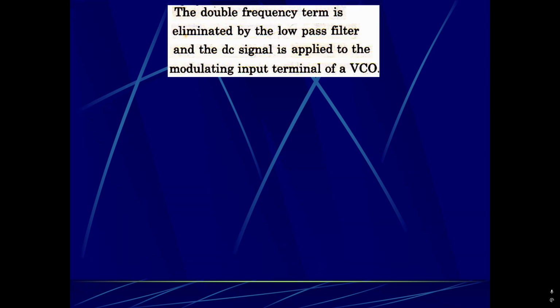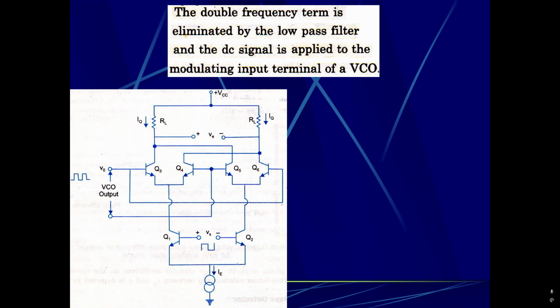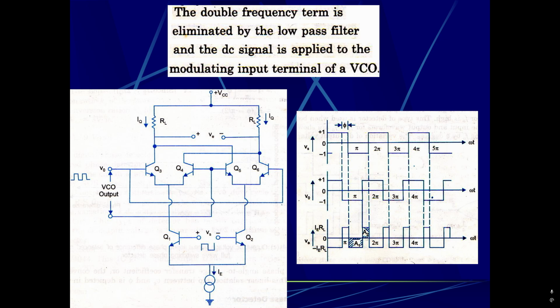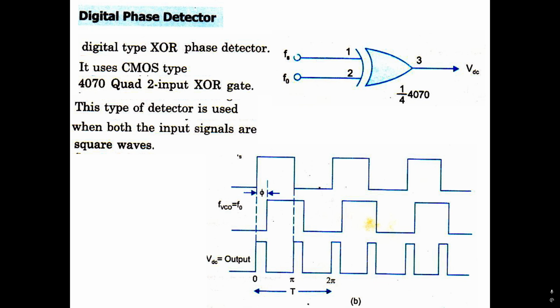The double frequency term is eliminated by the low pass filter, and the DC signal is applied to the modulating input terminal of a VCO. So these are all the corresponding waveforms.